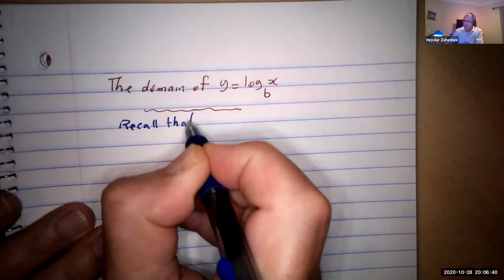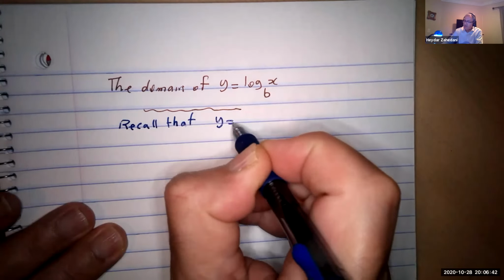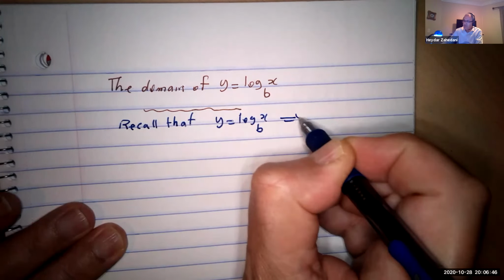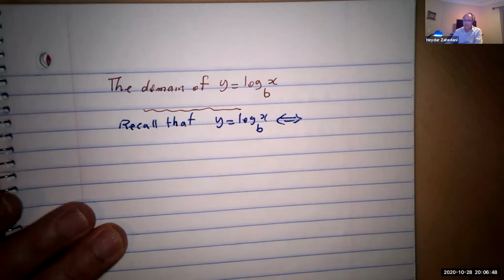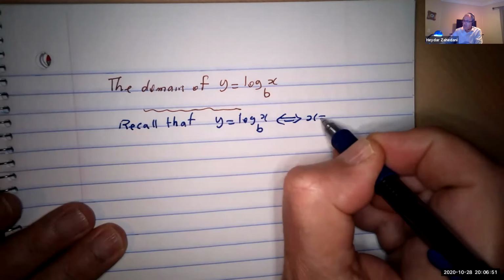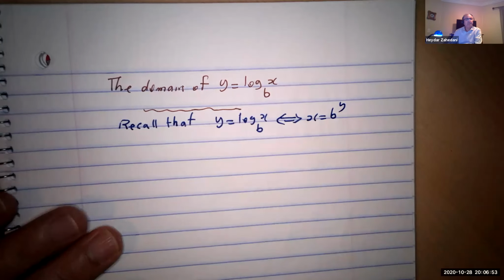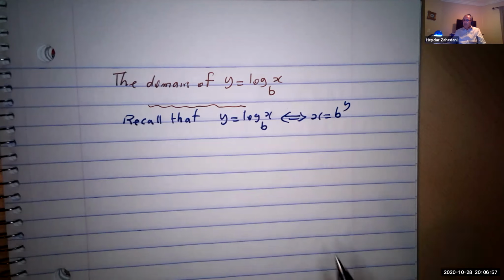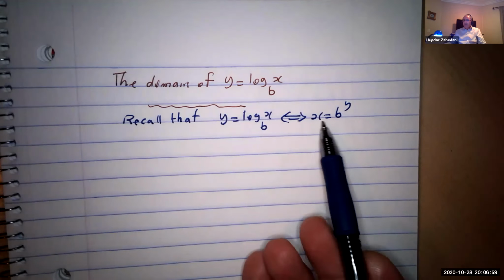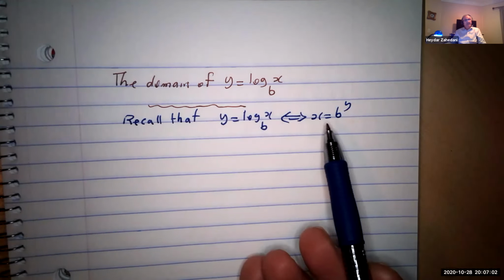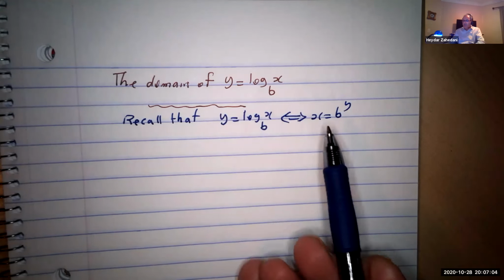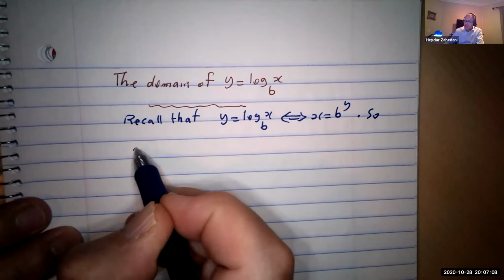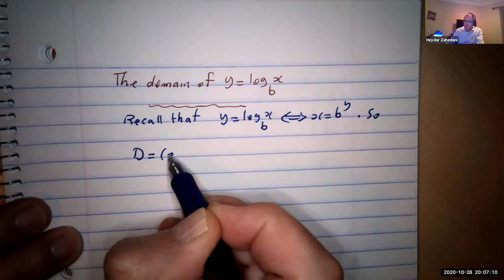Recall that y is equal to the log of x at base b if and only if x is b to the y. It's the inverse function. So this means x coming from here, x must be positive. So the domain of this function is only positive numbers.